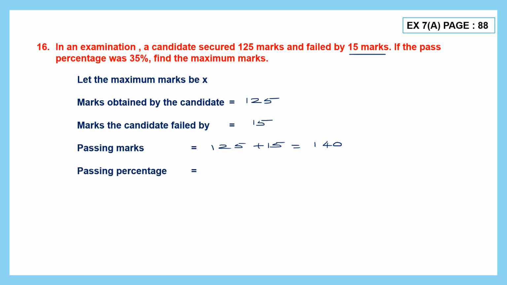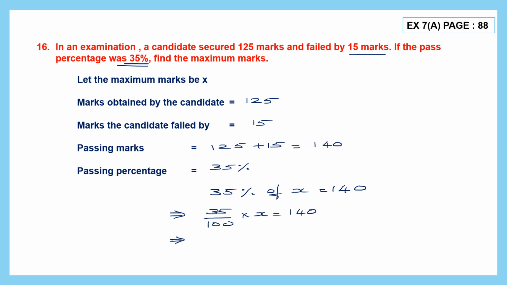Then passing percentage is also given to us. The passing percentage is 35%. So we know that the passing marks are 140 and the passing percentage is 35. That means 35% of the maximum marks, that is x, will be 140, which is the passing marks. So now let's simplify this. 35 by 100 into x is equal to 140.